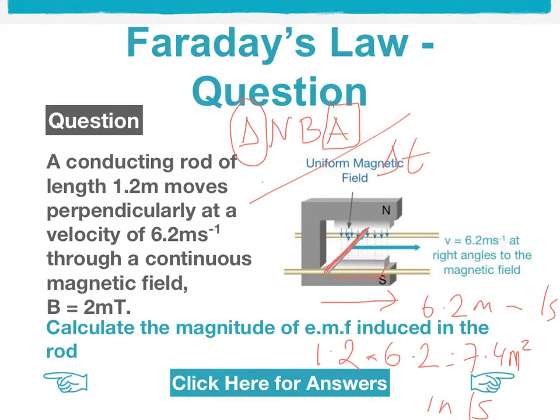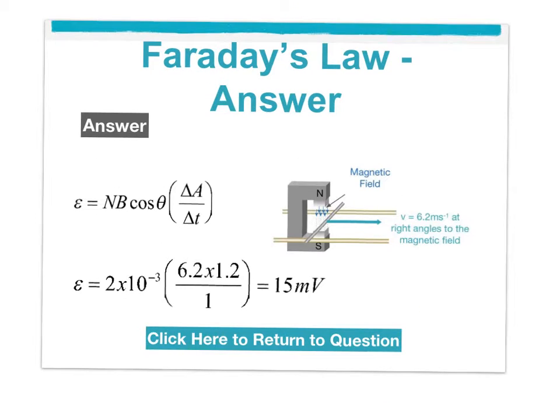So that gives us your change in area, and now we just multiply that by the field strength. There's no N, so we don't have to worry about the linkage aspects. So we just multiply it by 2 times 10 to the minus 3. Okay, and you should end up with a value of 15 millivolts. So hopefully that makes a little bit of sense.